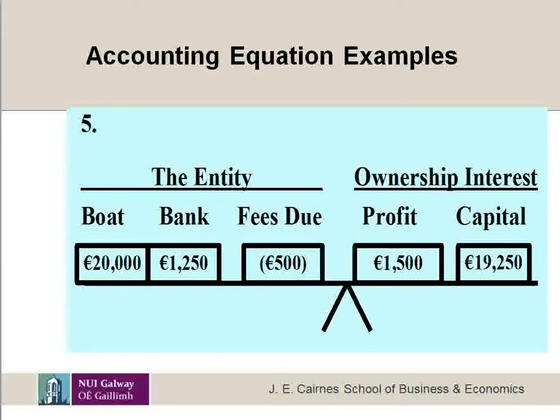And after all these transactions, we can see with regards to the entity, it has assets and liabilities. So it has assets of a boat and a bank account. And it also has fees due, which is a liability. And then with regard to ownership interest, we have a profit, and we have the capital that the business still remains to pay to Brian.